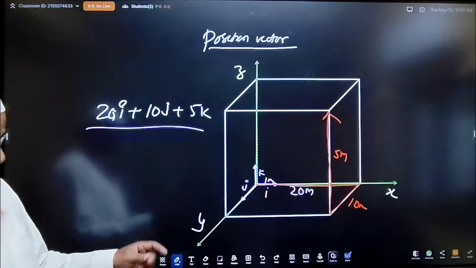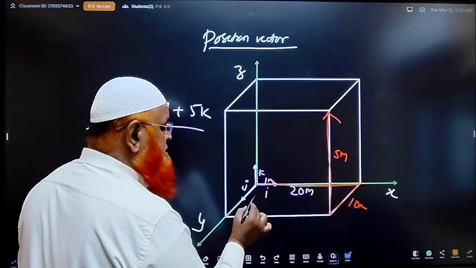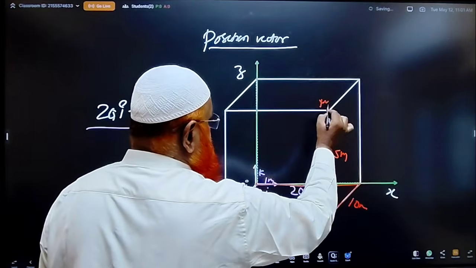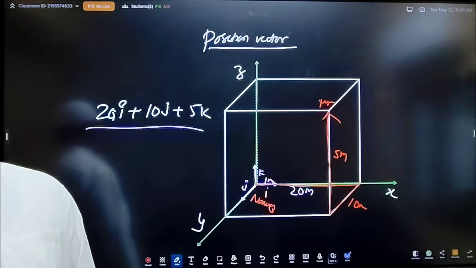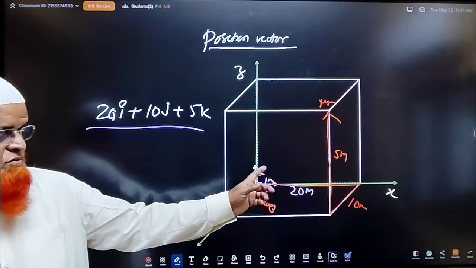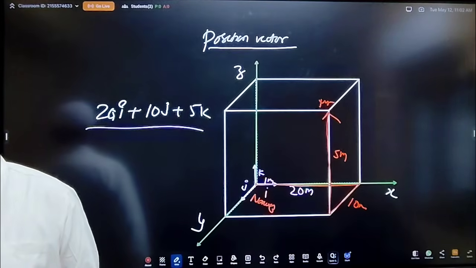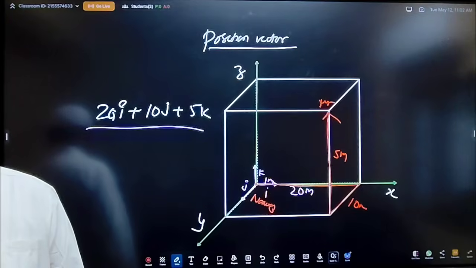Okay, so his position is here. So who is this boy? Nawaz is here and myself is here. Nawaz called from there asking where are you, sir. I told him in one code language. So what is this called? This is called a position vector. Hope you understood what is the meaning of position vector.